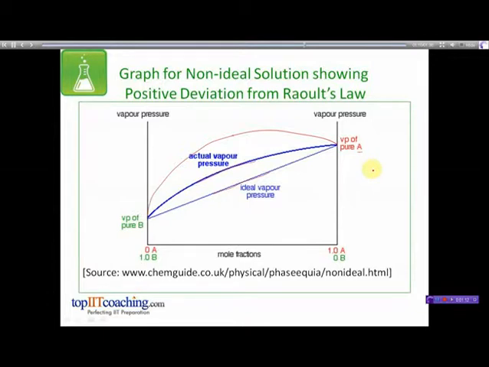The example of this kind of solution which shows positive deviation from Raoult's law is the solution of ethyl alcohol and water. The forces acting between their molecules in the solution are weaker as compared to the hydrogen bonds between the molecules of pure water and dipole-dipole forces between pure ethanol molecules.